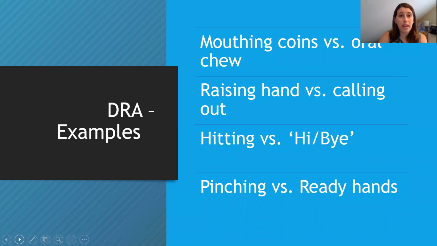Examples of this would be if your student is engaging in mouthing non-edible objects, like coins, you might give them an oral chew activity. If they're raising their hand, they should not be calling out at the same time. Some students may hit instead of greeting a peer or a staff member to get attention. The attention would be the function there, and you would be looking to increase an appropriate response versus a hitting response.